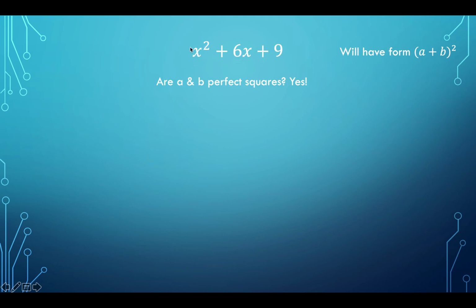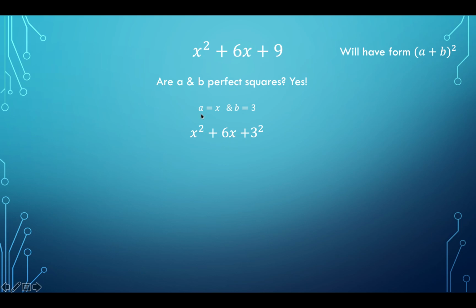Whenever you just have the normal x squared, it's automatically going to be a perfect square. Why? Because x times x will give us x squared. And is 9 a perfect square? Could you take the square root of 9? The square root of 9 would be 3, or 3 times 3 would give us 9, or 3 squared would also give us 9. So we could say a is equal to x and b is equal to 3.